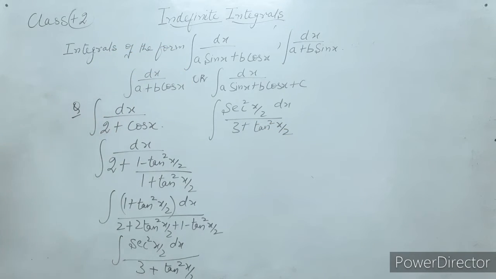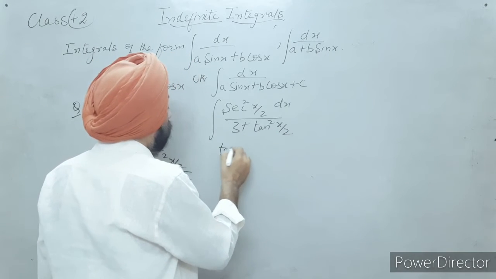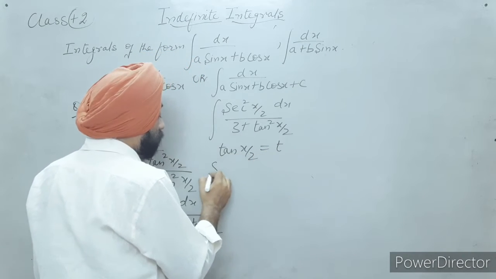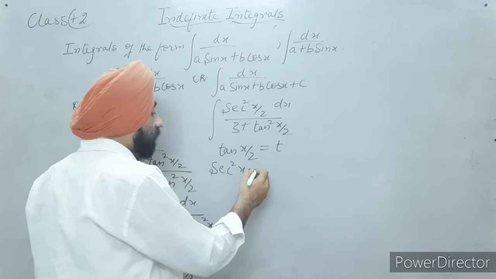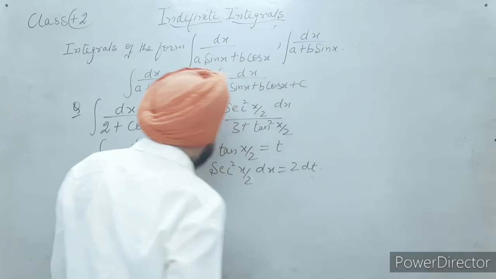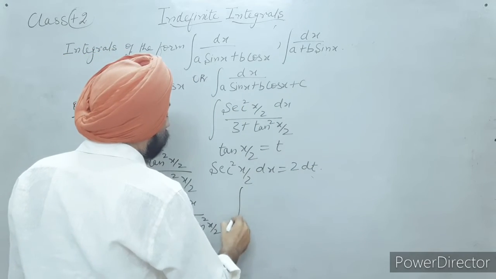This is left. Now, put tan x by 2 as t. Tan x by 2 equals t. The derivative is sec square x by 2 into half dx. I will write this here as 2 dt. Now put this as 2 dt.